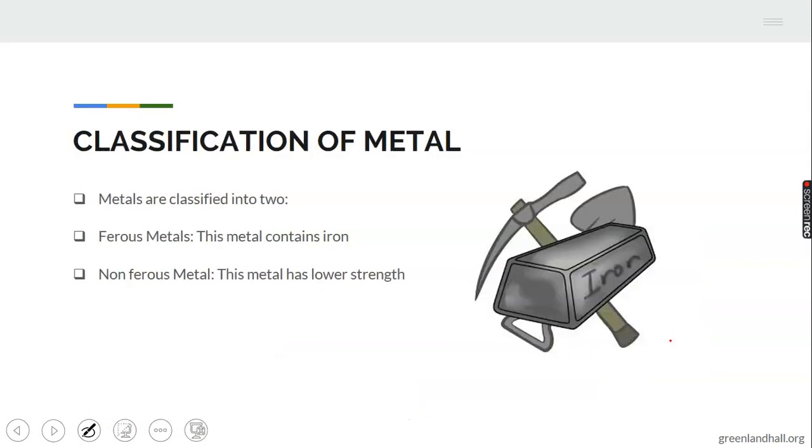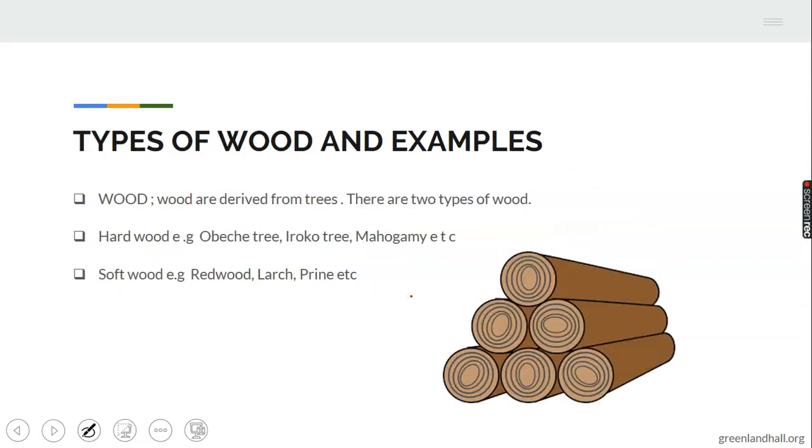Now, let's go to classification of metal. Metals are classified into two. We have ferrous metal and non-ferrous metal. Ferrous metal contains iron. Non-ferrous metal has lower strength. So what are the classifications of metals? Ferrous metals and non-ferrous metals. Don't forget.